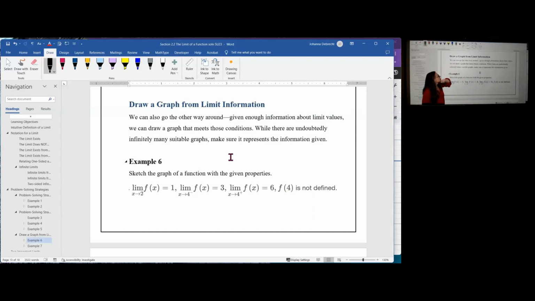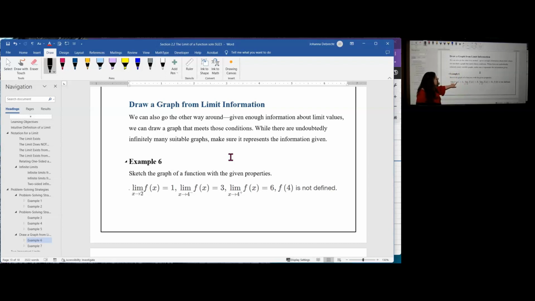The next thing we want to look at is how to draw a graph given some limit information. There is no one right answer here. There are infinitely many different ways to draw these. All I'm looking for are the key points. So let's take a look at this one right here.